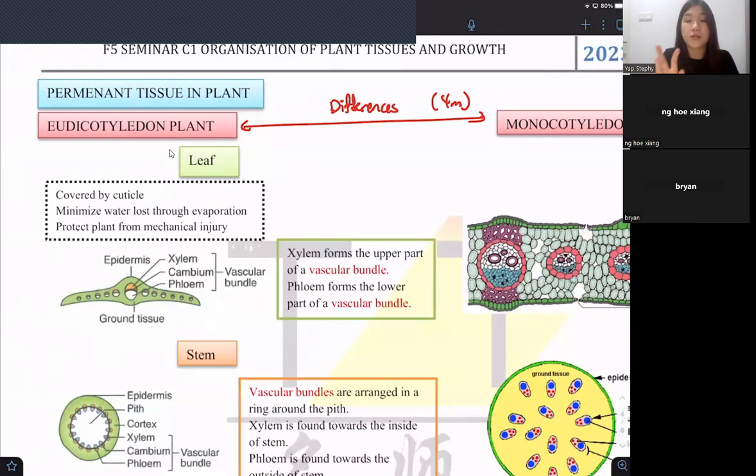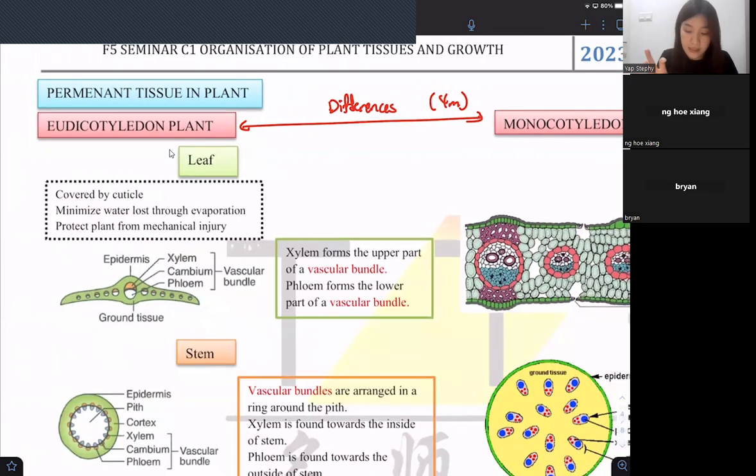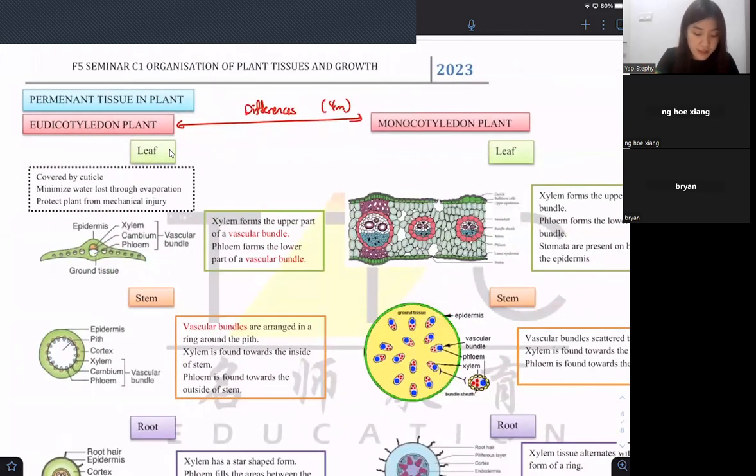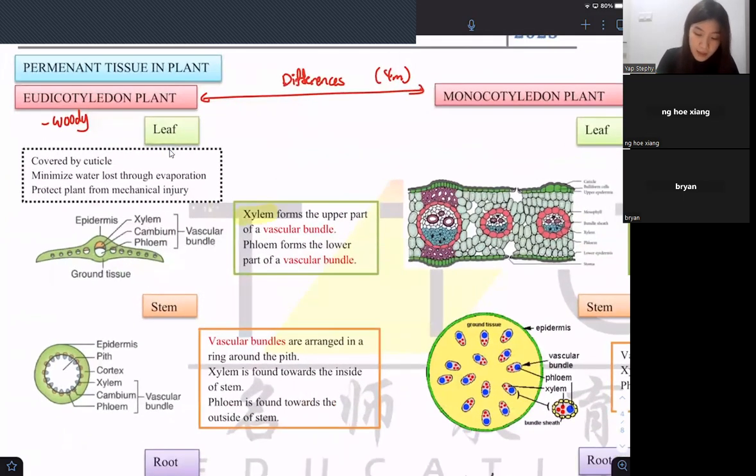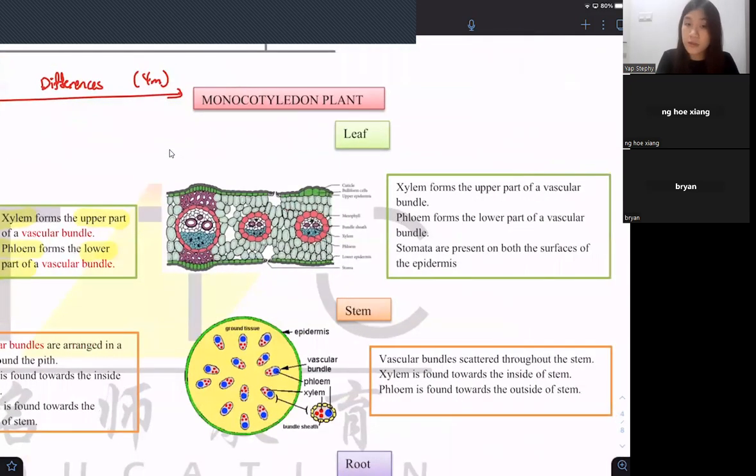Okay, the most important one is the stem and the root, because later you will learn. Actually, for the leaf part, it's similar. The xylem and the phloem are both at the same position. For example, at the leaf part, you have the eudicotyledon. What is the meaning of eudicotyledon? That means the woody plant. Okay, the leaf in the woody plant, the xylem is at the upper part, the phloem at the lower part. But when you go to the monocotyledon, it's also the same.